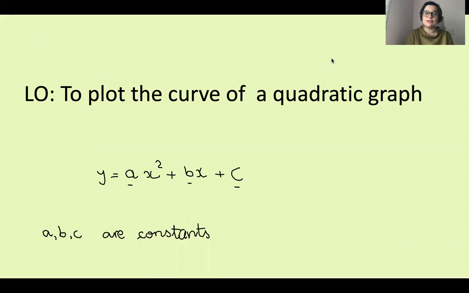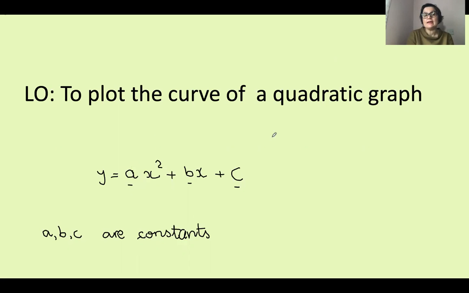Today we are going to learn how to plot the curve of a quadratic graph. This is called the standard form of a quadratic function: y equals ax to the power of 2 plus bx plus c. And a, b, and c are called constants. They're actually digits and numbers.